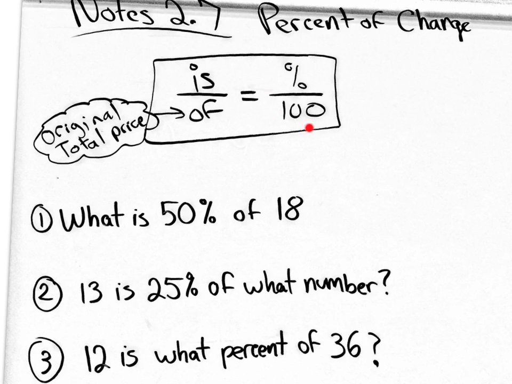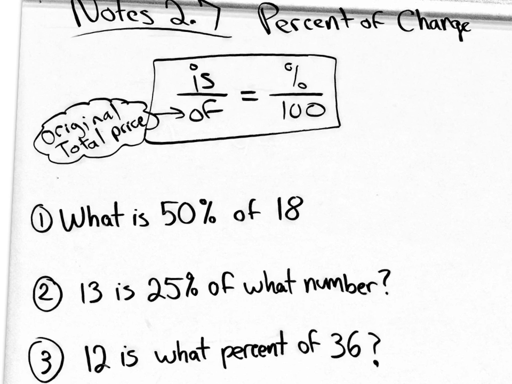The percent over 100 is easy because we just mentioned that percent means per 100, and that really means divided by 100. When I say 33%, I'm talking about 33 divided by 100. When I say 50%, I'm talking about 50 over 100. So the percent's always over 100. That's super easy to memorize. The is, you're going to have to look for that in the word problem or in the situation. And the of, you're also going to have to look for that in the word problem or the situation.